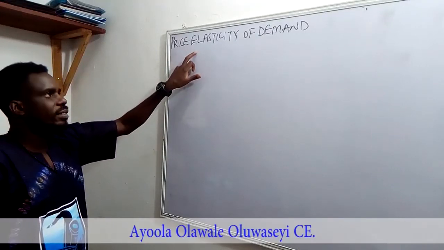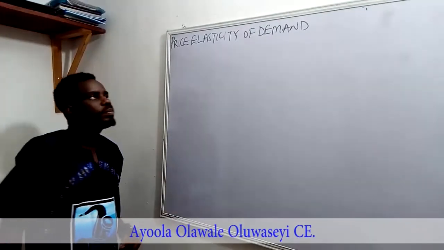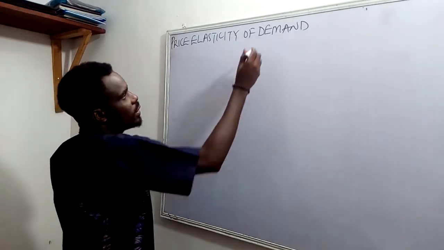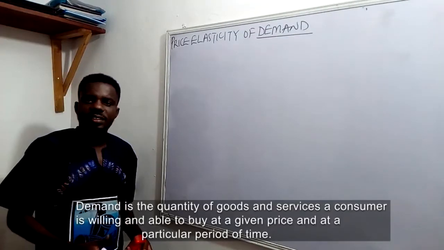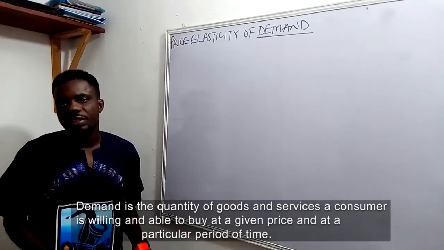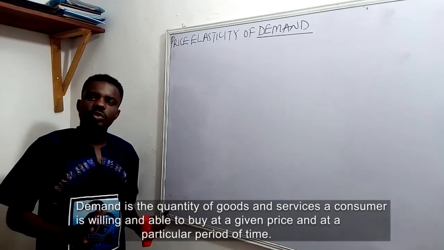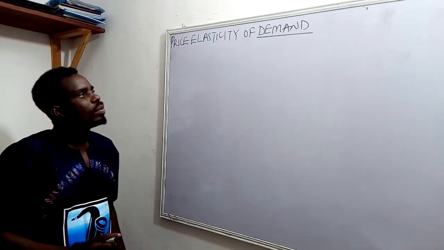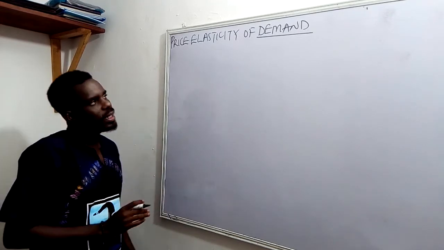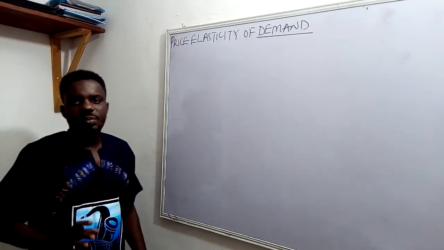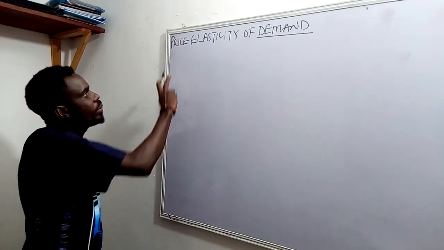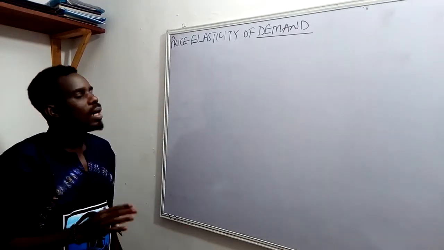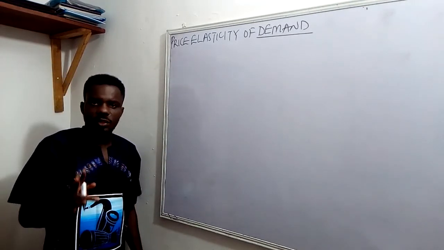Price elasticity of demand. Before I explain this concept, I would like to examine what demand is. Demand is simply the quantity of goods and services a consumer is willing and able to buy at a given price and at a particular period of time. But for the sake of this class, I want to restrict my analysis to price elasticity of demand. Now, I will base the analysis on two assumptions.